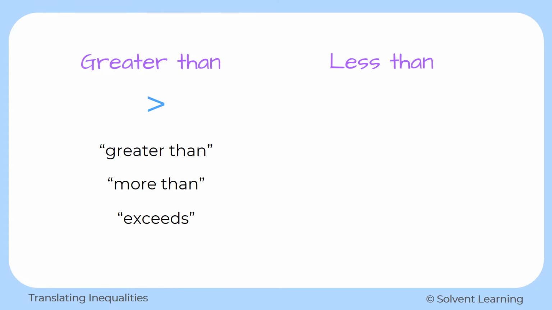There's many more, but this will just give you an idea of what kind of words to keep your eyes looking for. With less than, the symbol that we use is an arrow that's pointing to the left. And the words that we'll see for less than might include less than, fewer than, or below.